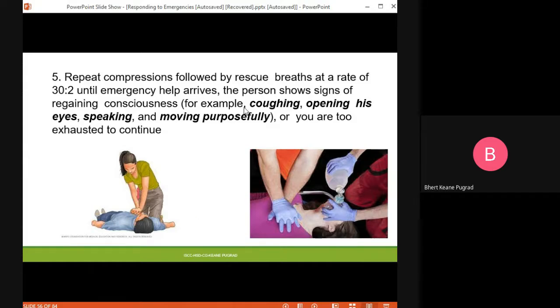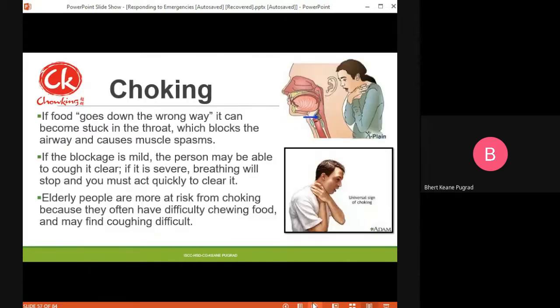Okay? So the signs of regaining consciousness, or the signs of life after doing CPR, are coughing, opening his eyes, speaking, and of course, meron na rin siyang pulso. Okay, meron na siyang pulse. Okay. And when to stop, no? When to stop doing CPR? First, if the first emergency first aider or the EMS arrives, no? You should stop doing CPR and kapag sobrang exhausted ka na at hindi mo na kaya. Okay? So that's about CPR.